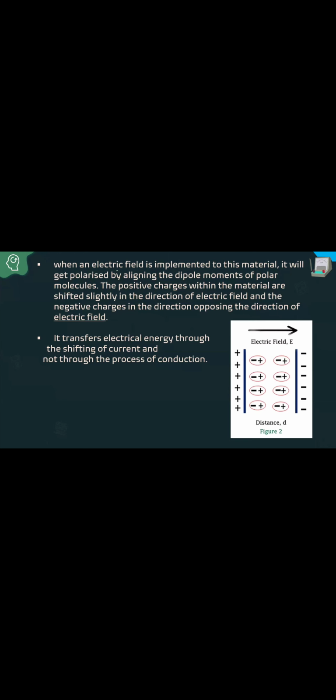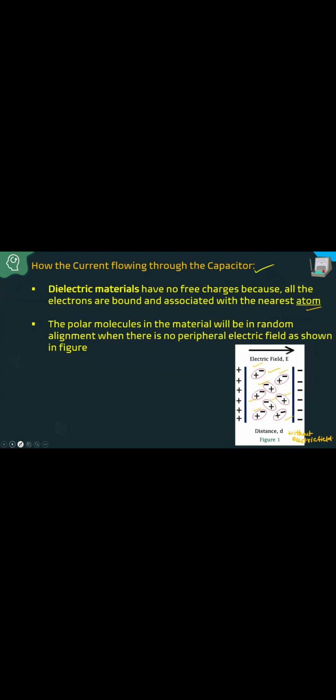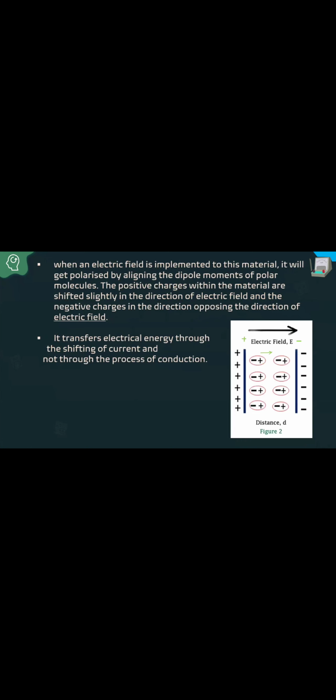The positive charges within the material are shifted slightly in the direction of electric field. We are applying in this direction. All these positive charges are shifted in the direction of the electric field. These are randomly aligned, but now these positive charges are shifted along the electric field. And the negative charges in the direction opposing the direction of electric field. These are all negative charges.